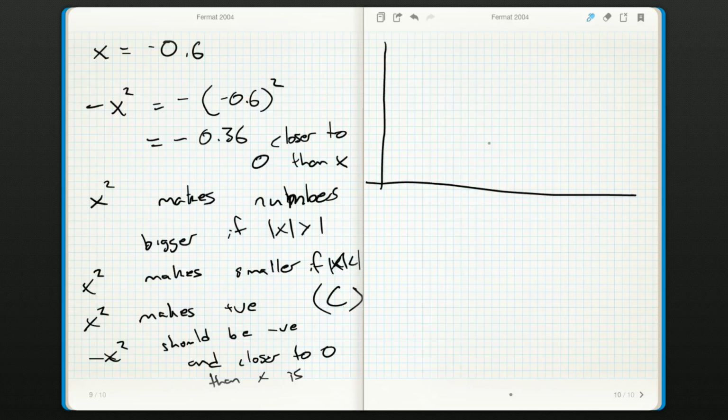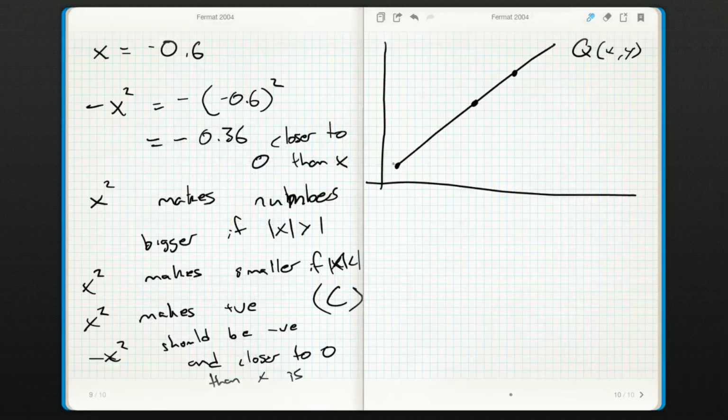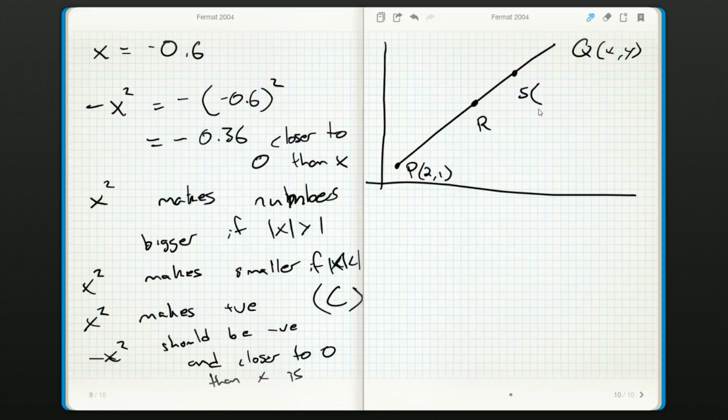So, I know it was a line that looked a little something like this. Put Q up here with X, Y. And R sort of in the middle here, and then S in the middle of those. And P down here, I believe it was 2, 1. We've got R, and we've got S here, and S was, we were told, 14, 7.